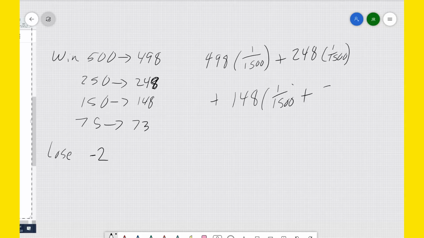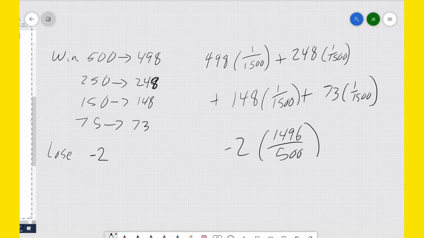Or I could win 73. Again, 1 out of 1,500. Or I could lose 2. What's the probability of losing 2? That's the probability of not winning anything. Only 4 tickets are going to win. So that's 1,496 out of 1,500.